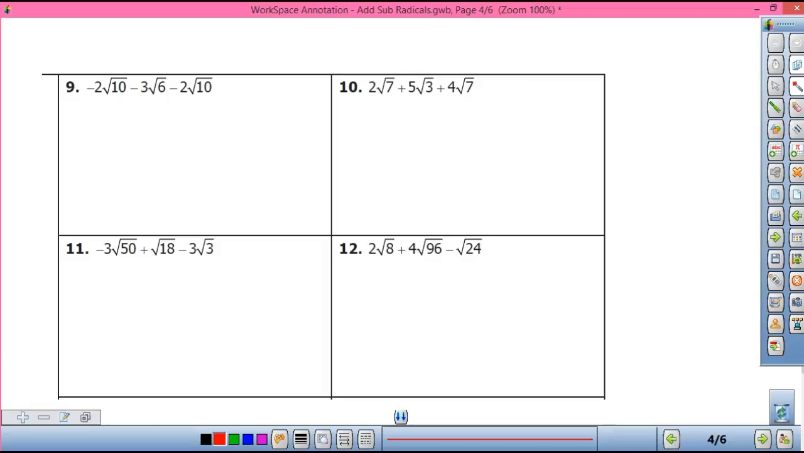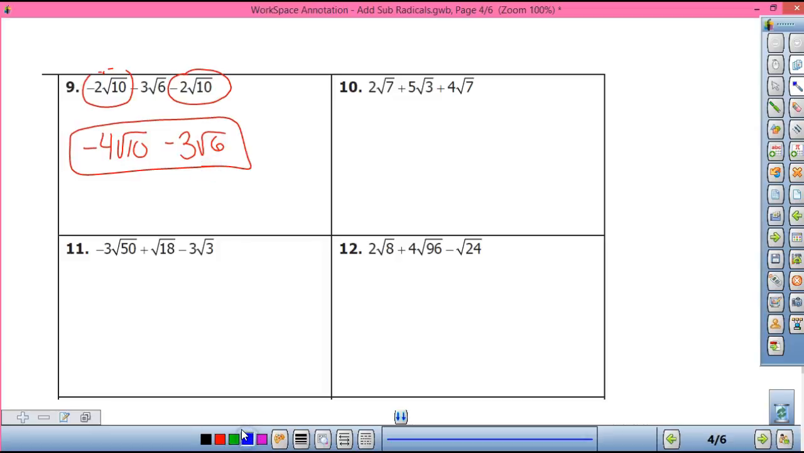Okay? If you've got more than 2, you're still doing the same thing. So, in number 9, can I reduce 10? No. Can I reduce 6? No. Not into a perfect square. So, can I combine all 3 of these? No. I can only combine the like ones. So I can combine my negative 2 root 10 minus 2 root 10 to give me negative 4 root 10 minus 3 root 6. And I have to leave my answer like that, because they're not the same radicands. Not the same number underneath my radical, so I can't combine.